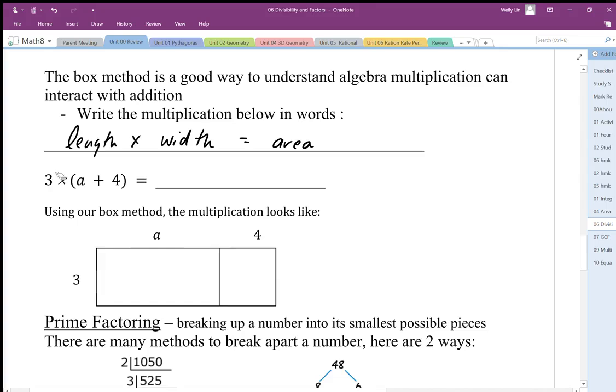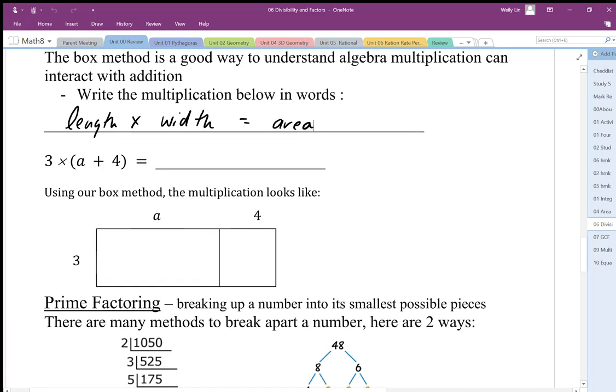So when we have 3 times a plus 4, well, we have a multiplication here, we have addition here. We can put them together by showing that 3 and a plus 4, this whole thing represents a factor, or an entire side length, is going to be our length and width. So we see we have a length of 3, we have a length of a, and we add on 4. And we can see that the areas that we're going to generate are going to be, in this case, 3 times a. This area in here is going to be a length of 3 times a length of 4. That gives us 12. So we end up with 3a plus 12.